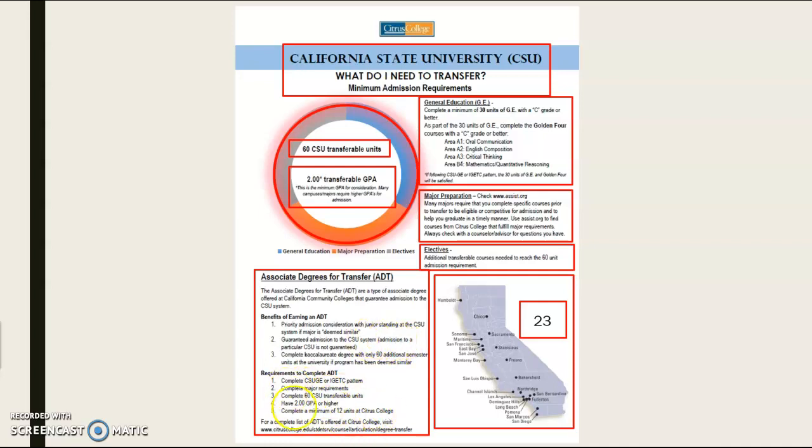In order to complete the ADT, the requirements consist of general education, courses for your specific major, having the 60 units, having at least a 2.0. That will get you the Associate Degree for Transfer. In order to find out a complete list of which majors are offered in ADTs, please refer to the catalog, consult with your counselor, and they will help guide you with the requirements for the ADT, which majors exist and which courses you need specifically for your ADT.